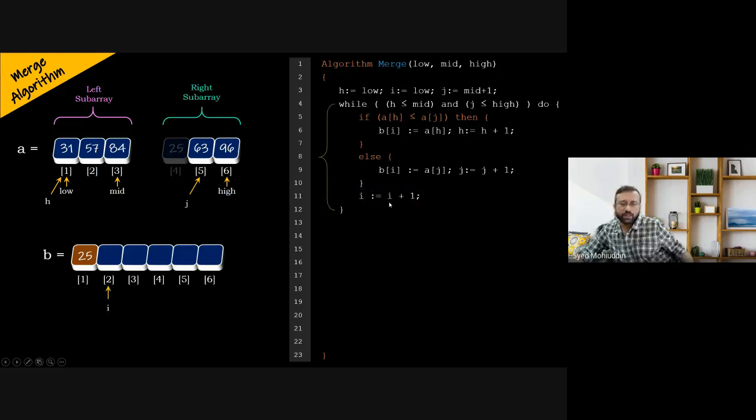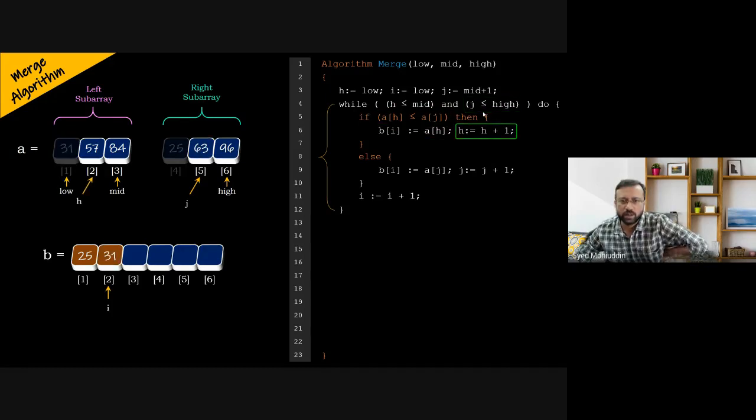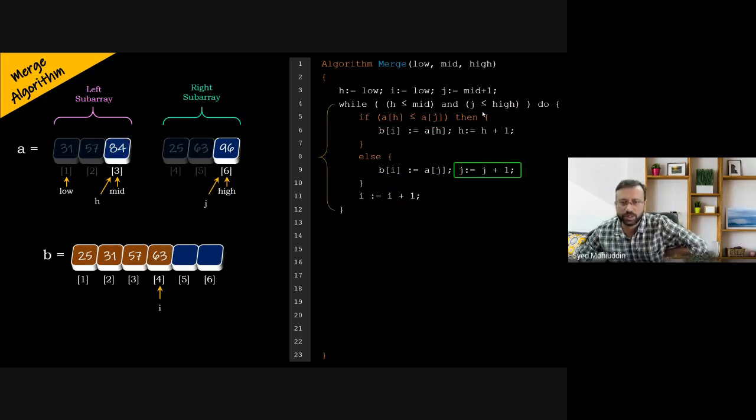Now, this while loop continues until h less than or equal to mid, or j less than or equal to high becomes false. If any one becomes false, that means that array is completed, and we come out of the while loop. Just let me quickly trace this one. Then you can look at the video later for the tracing part.